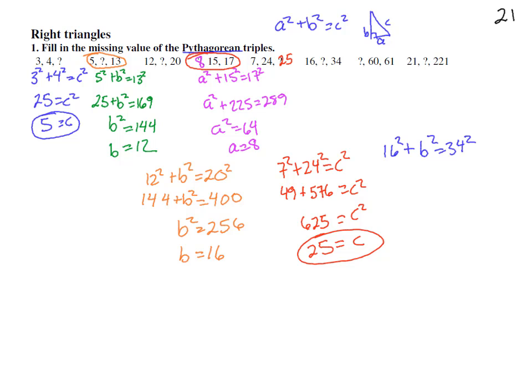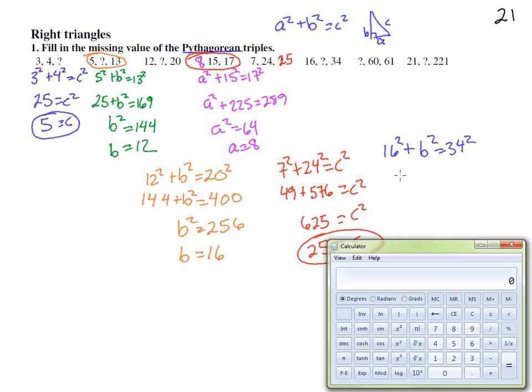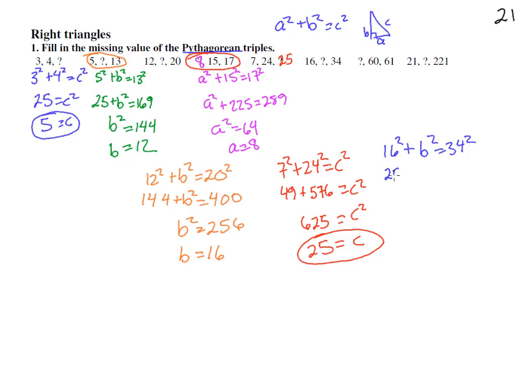Let's take out that calculator. I'm going to need some of those. We know this one's 256, but what is 34 squared? 1156. So we get 256 plus b squared equals 1156. Subtract 256 and we get b squared equals 900. Yep, b is going to be 30. So yep, 30 right there. That's great.